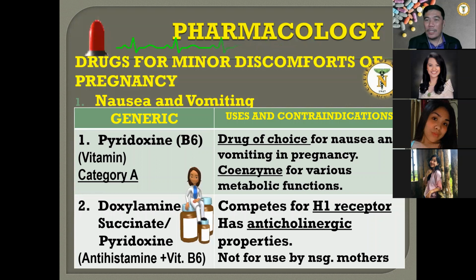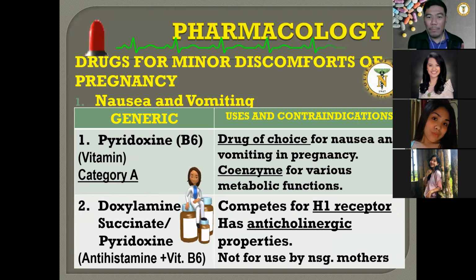Because cholinergic is associated with the parasympathetic and we have adrenergic that is associated with the sympathetic. So if it is anticholinergic, it counteracts the parasympathetic. And remember, the response of the parasympathetic is that digestive activity is increased. So if we counteract the cholinergic effect, it will decrease digestive activity. So why is this doxylamine succinate and pyridoxine not the drug of choice?